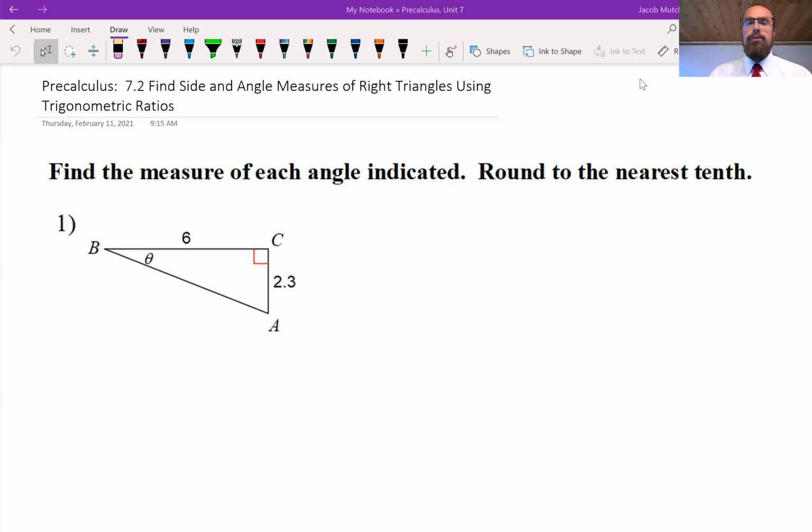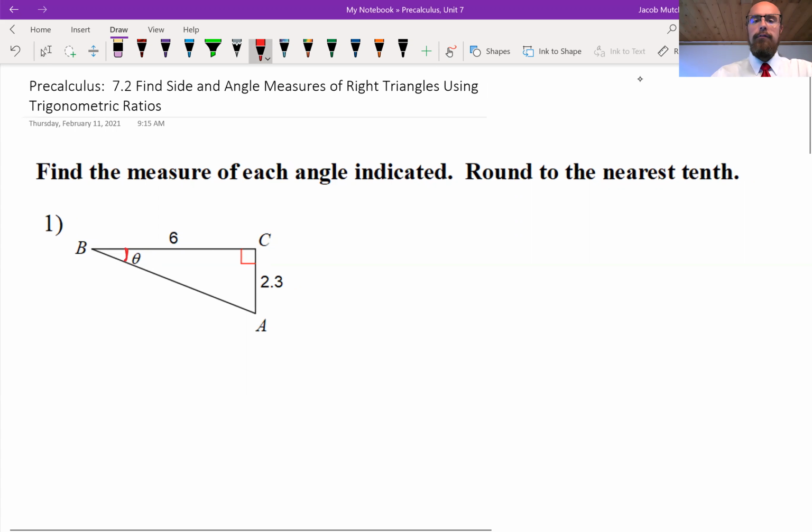What I want to do first is identify what parts I have in terms of creating a trig ratio for this angle theta. So I'm just going to mark that this is where I'm beginning, and roughly say what these other sides are positionally with respect to theta. The piece that is opposite theta is going to be this side AC. So I'm just going to identify that as the opposite side.